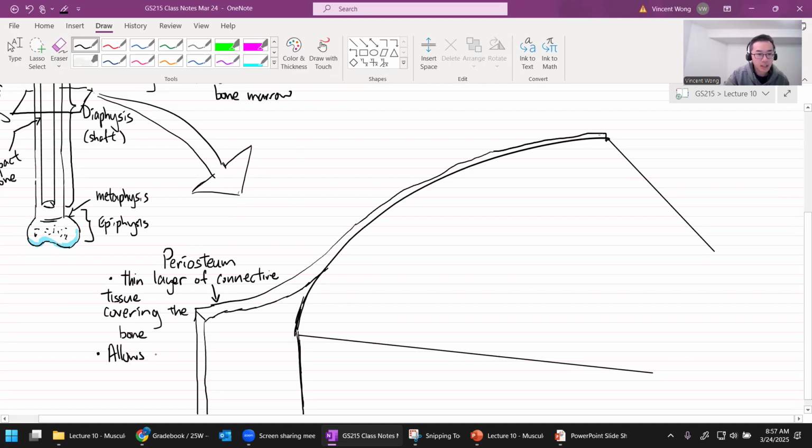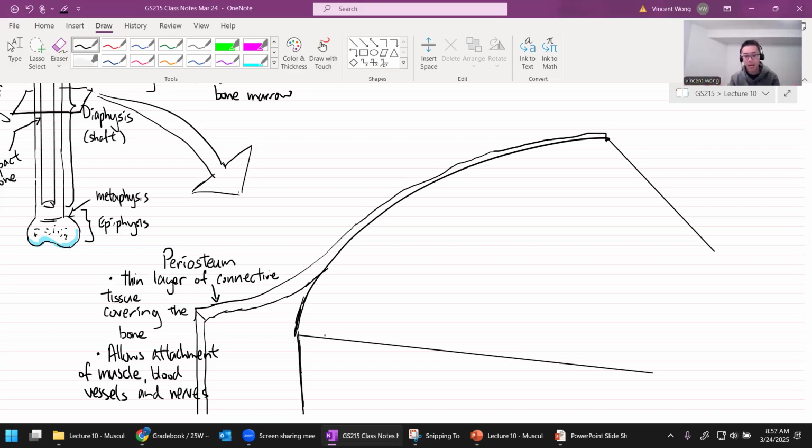There's a periosteum, a thin layer of connective tissue covering the bone, which allows attachment of muscle, blood vessels, and nerves. Okay, like I said, bones are alive. They have bone cells in them, osteocytes, osteoblasts, and they need nutrients and oxygen. So you're gonna have to feed the blood vessels into the bones. Okay, so draw it out. Give me a signal when you're done, and then we have a bunch of other stuff to add to this.